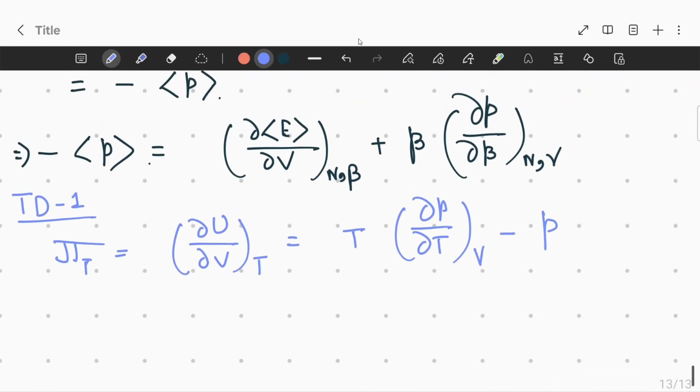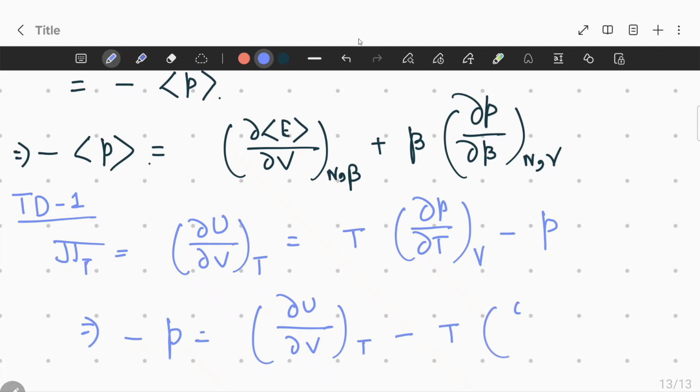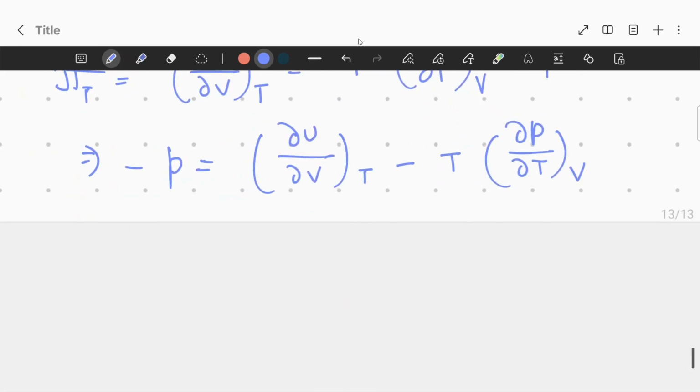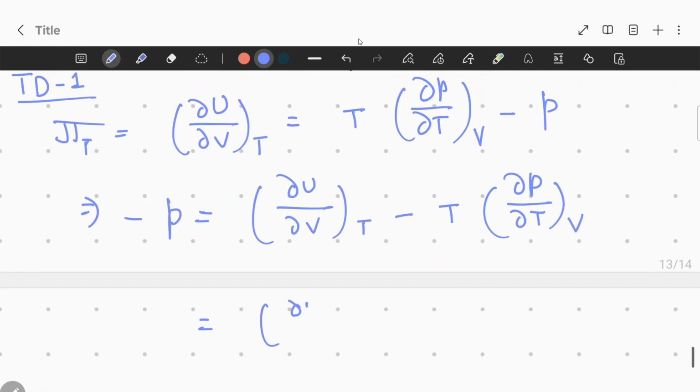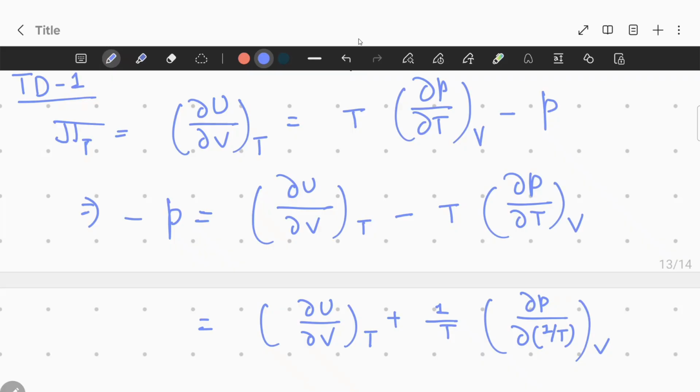So from here what you can write? Write minus P equals del U del V at constant T. So you can again rewrite it as minus, it is just 1 by T del P. Can you write it? Yes, and this is beta.